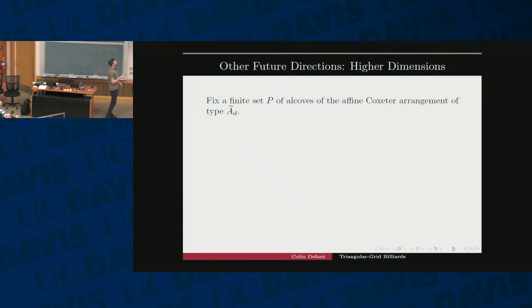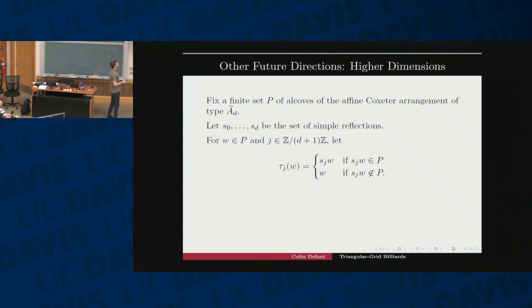So I'm going to fix a finite set P of alcoves in the affine Coxeter arrangement of type A_d tilde. Okay, so this is like an affine symmetric group. And I'm going to let S_0 through S_d be the simple reflections in this Coxeter group. So the Coxeter graph is basically a cycle, and it has S_0, S_1, S_2, and so on listed around clockwise. Okay, now I can identify the alcoves with the elements of this Coxeter group. There's a way of giving a one-to-one correspondence.